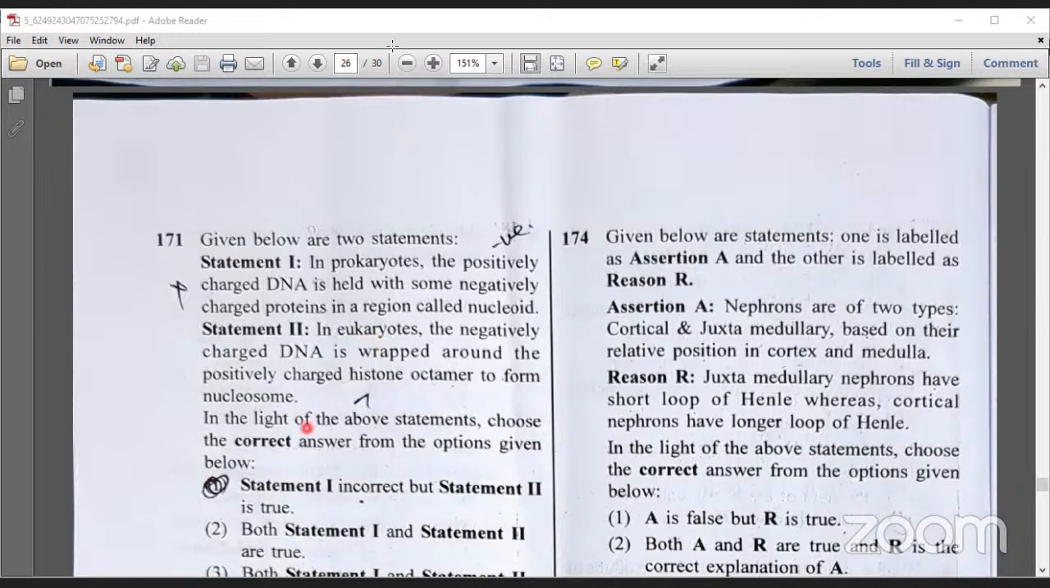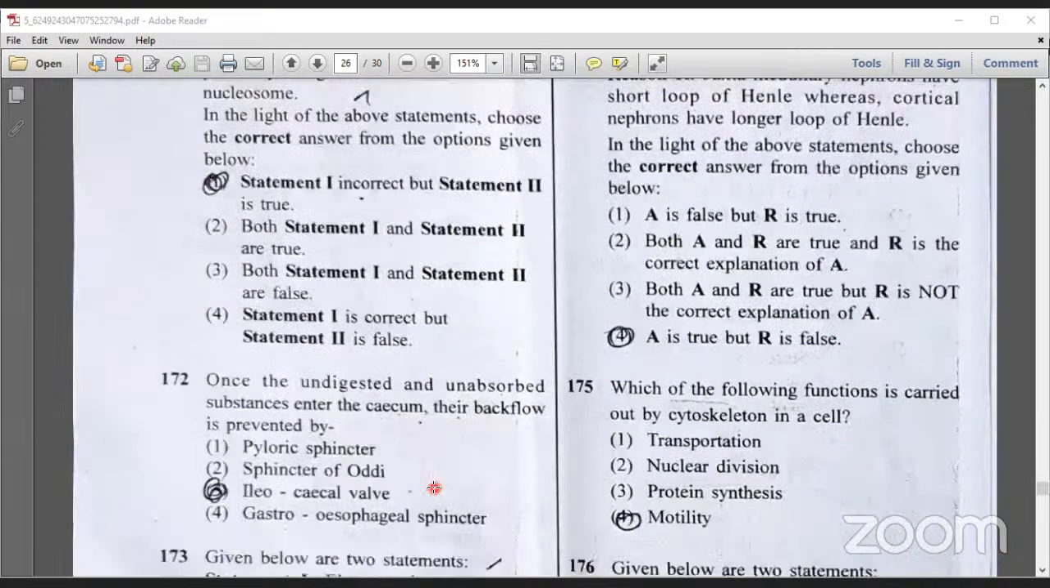When we talk about the first statement, especially in prokaryotes, you'll get to see the DNA. We know it is negatively charged. It is not positively charged. So that statement is wrong. And statement 2 is right. It is wrapped around histone octamer.